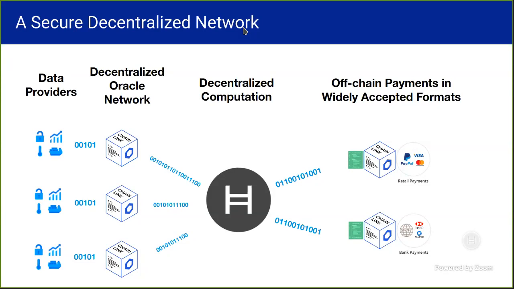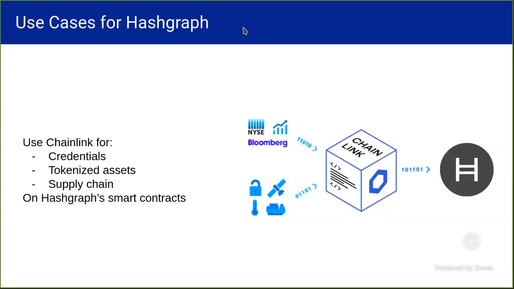to send that transaction. Where Chainlink comes in with Hashgraph is you can use it as a secure input for Hashgraph smart contracts for credential management, tokenizing real-world assets, and supply chain. So we're really excited to continue this integration and see what can be built on Hashgraph.